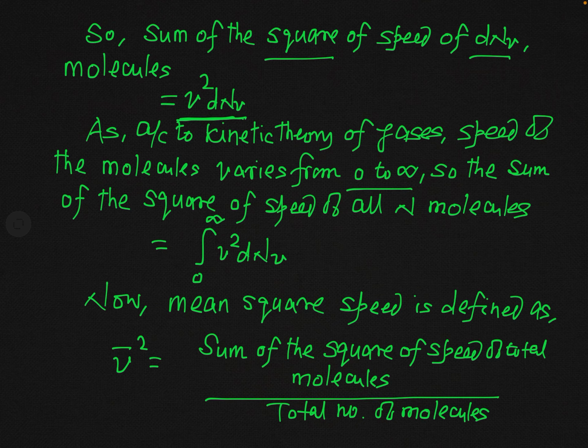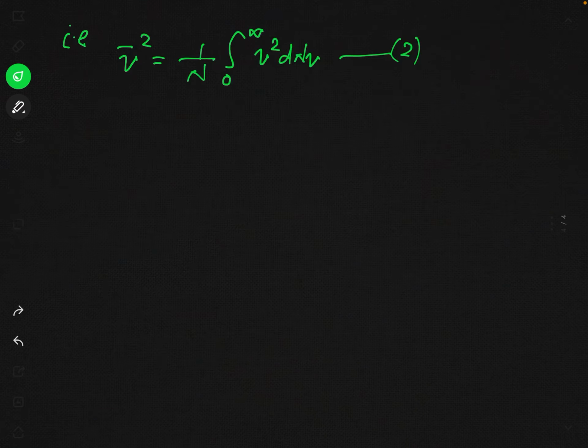And you have obtained that the sum of the square of the speed of all molecules N is equal to this much, and the total number of molecules is N. So what will be this v bar square? This will be simply 1 over N integral 0 to infinity v square dn_v. Now in this equation we will simply put the value of dn_v from Maxwell's law of molecular distribution.